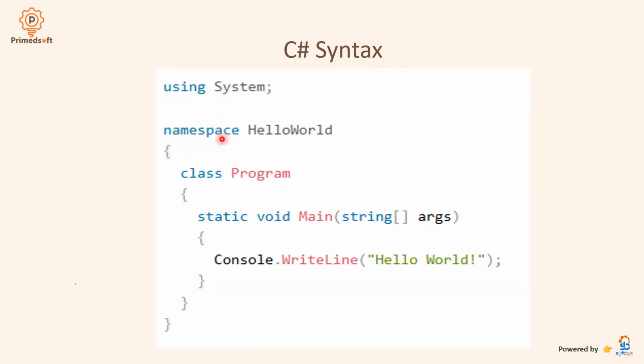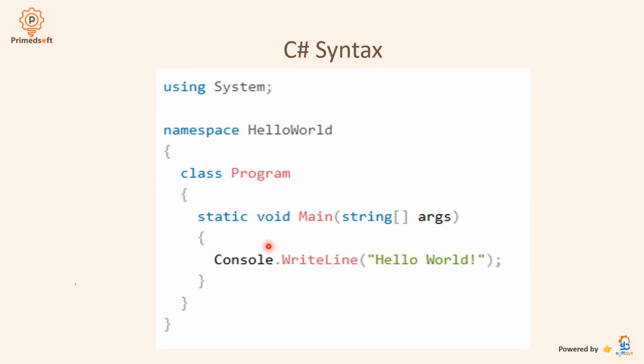We'll have what is called the namespace. So on this one, the using is system, and then we have the namespace. Namespace is hello world. We'll have class, and the class is program. We'll have these curly braces, and we'll tell you what the curly braces are. We'll have static void main, string args, and then console dot writeline, hello world. We'll go through what all these things mean.